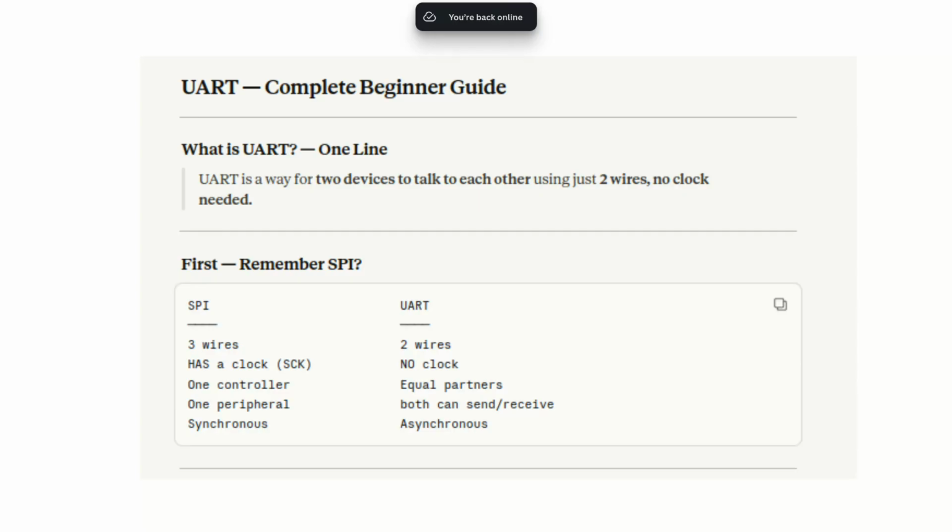So if you see here, what is UART in one line? UART is a way for two devices to talk to each other using just two wires, no clock needed. Here you have to understand there is no clock, it is not synchronous. So the two devices would talk to each other how? Using two wires.